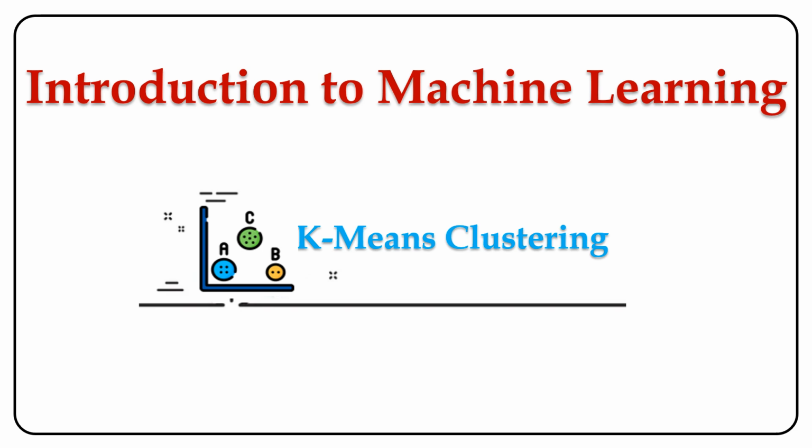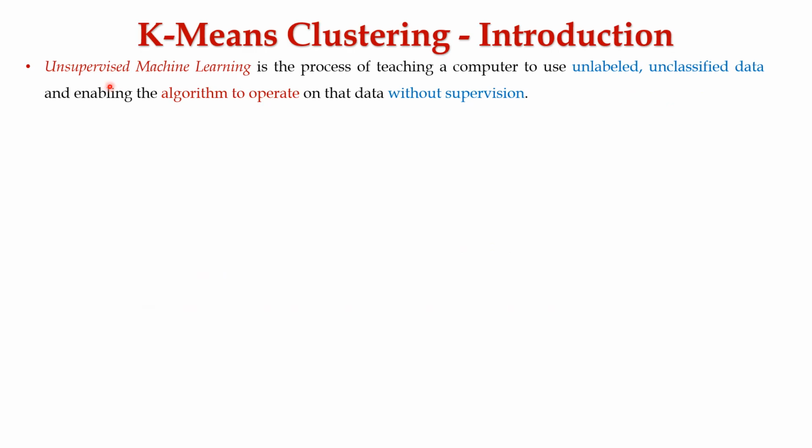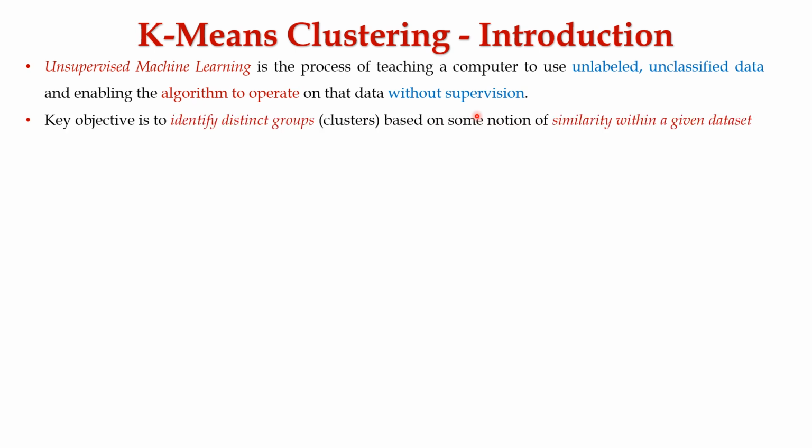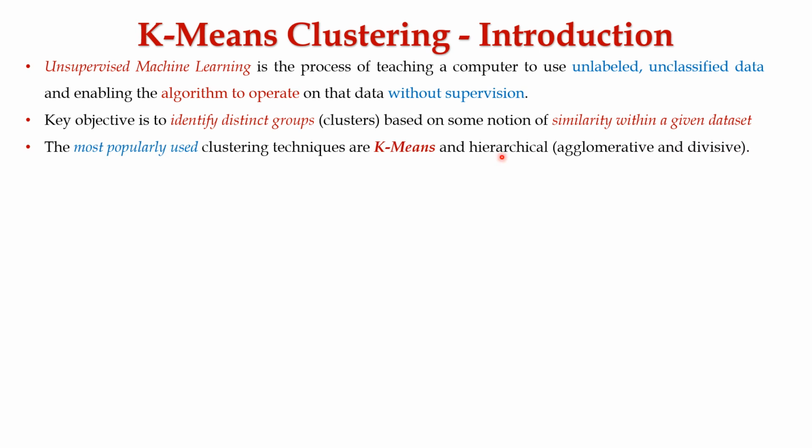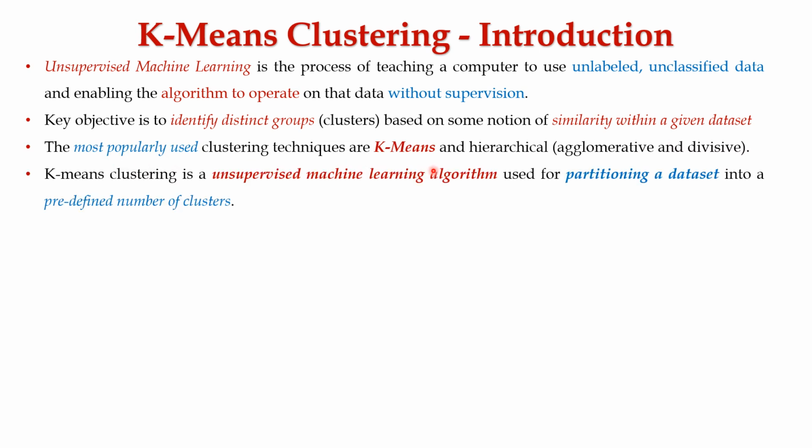In this session, let's learn about K-means clustering algorithm in detail. As a part of introduction, we all know that unsupervised machine learning is the process of teaching a computer to use unlabeled dataset and enabling the algorithm to operate on that dataset without any supervision. The key objective of clustering is to identify distinct groups of dataset based on similarity within the given dataset. The most popularly used clustering techniques are K-means and hierarchical.